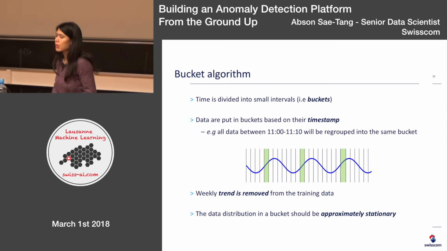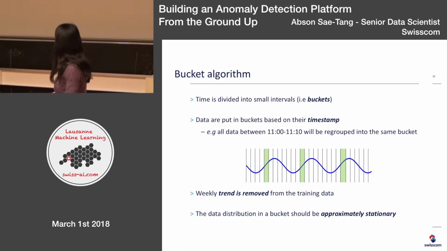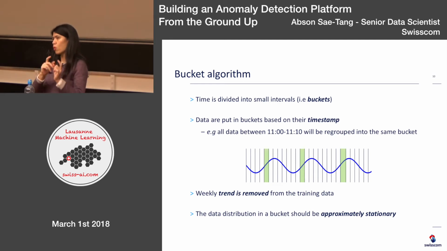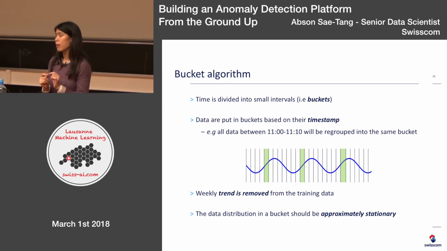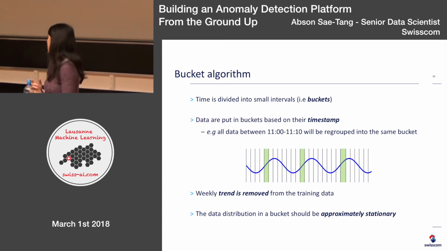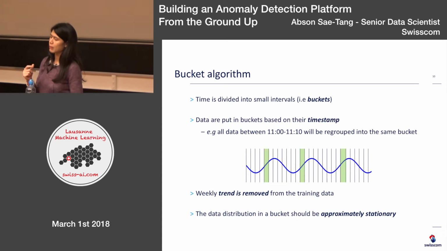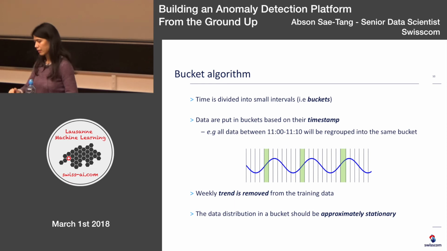So the first algorithm I would like to talk about is the bucket algorithm. It's an algorithm that we developed in-house. It's called this because what the algorithm does is basically divide the time into small, non-overlapping intervals, and assign each data point into a bucket based on its timestamp. So for instance, we will put in the same bucket all the data points that are between 11 and 11:10. To illustrate this, all the data points that fall into the green stripe will go into the same bucket. Then we will remove the weekly trend from the data. The reason we do this time segregation and trend removal is that we try to get a distribution that is stationary in a bucket.